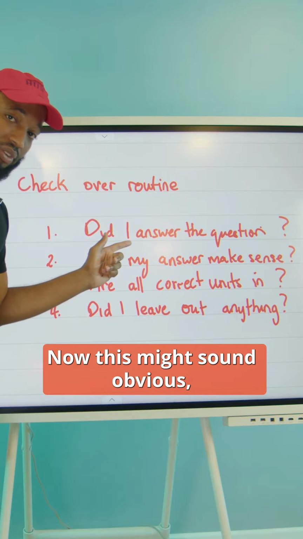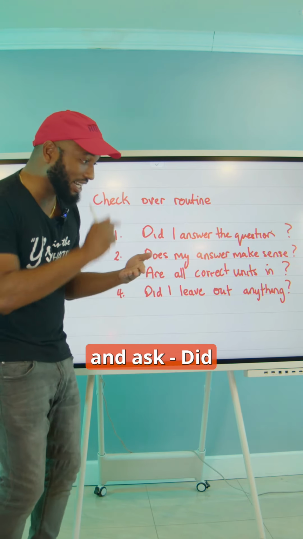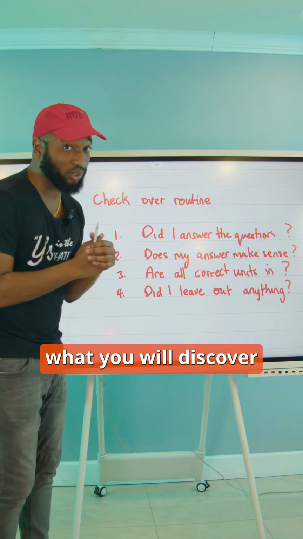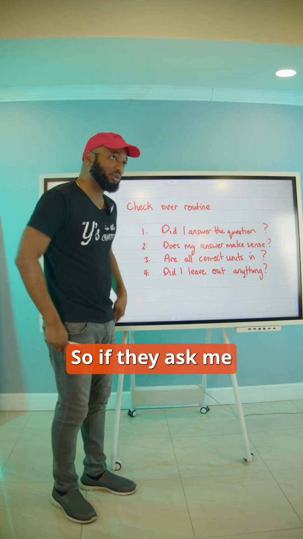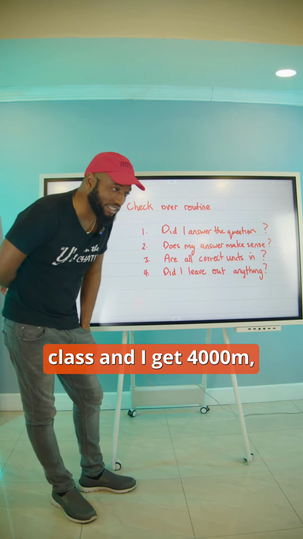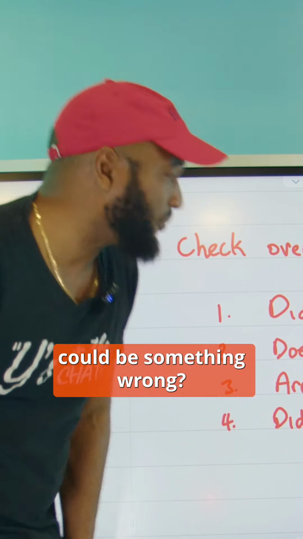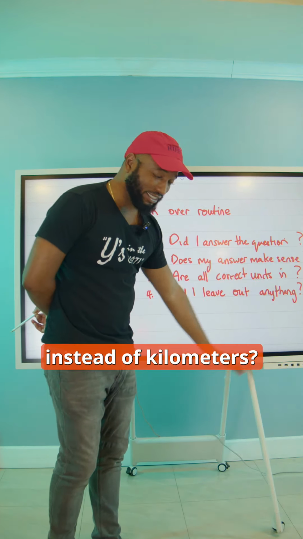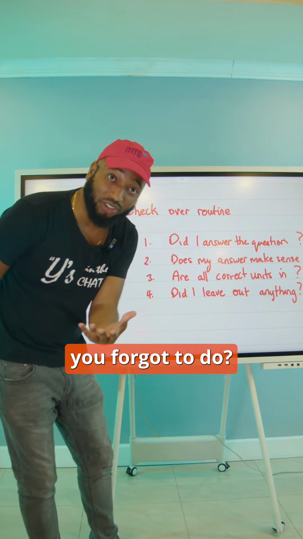Now, this might sound obvious, but you need to watch the answers that you have in every question and ask, did I answer the question that's actually being asked? You may be surprised what you will discover when you do that. Does my answer make sense? If they ask me to find the average height of students in a class and I get 4,000 meters, there could be something wrong. And do you have all the correct units in? Did you put meters instead of kilometers? Did you put hours instead of minutes? Was there a unit conversion you forgot to do?